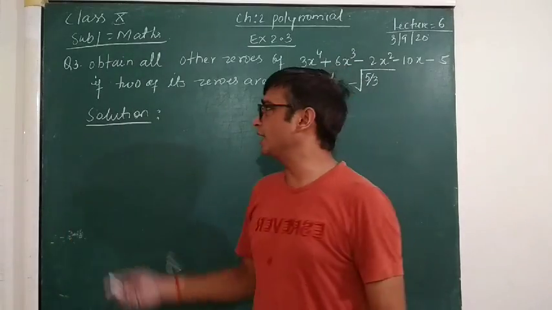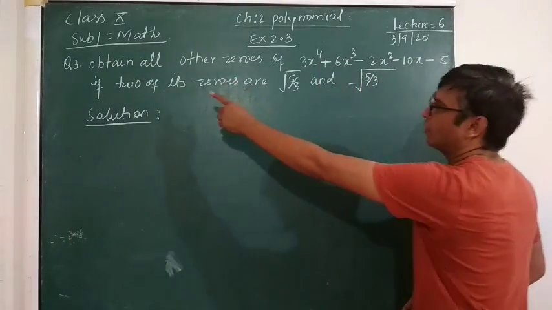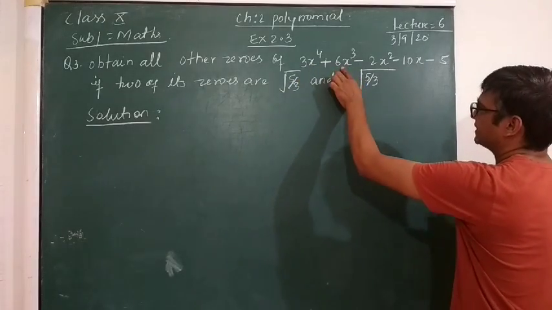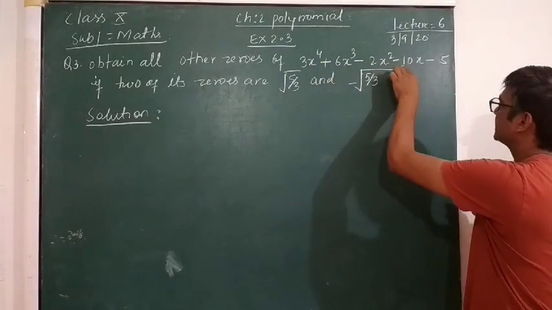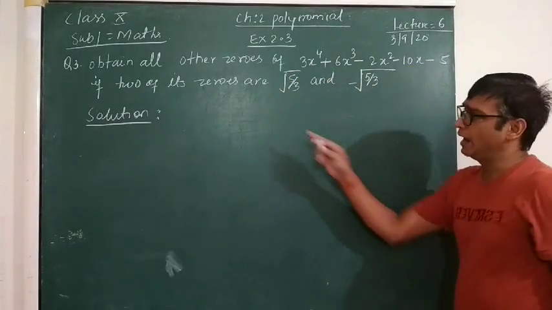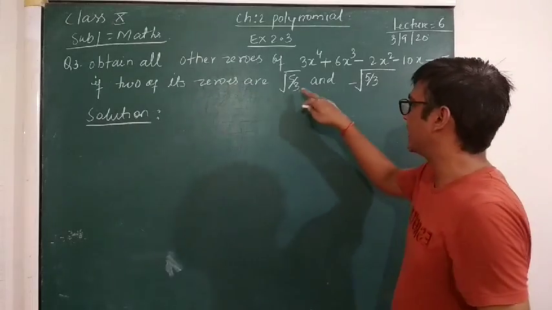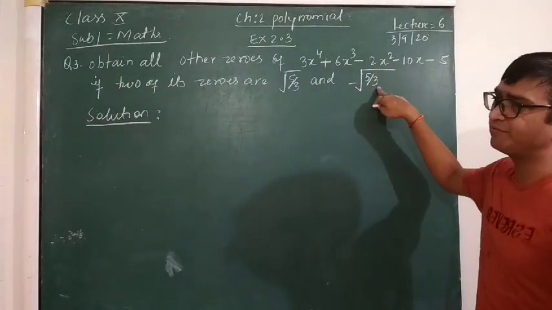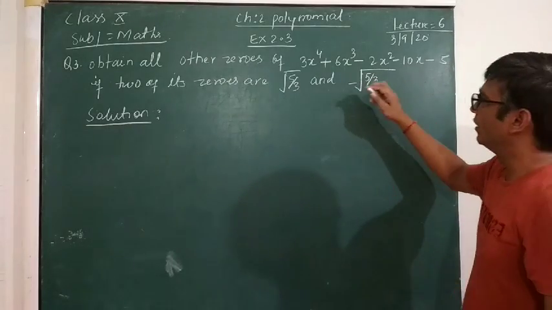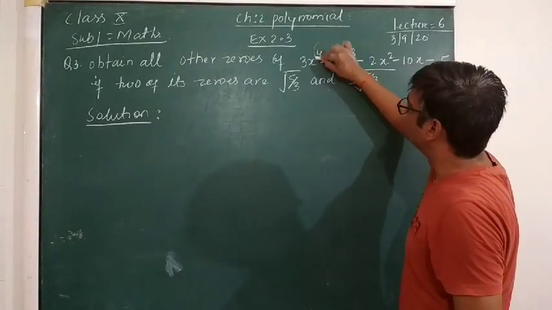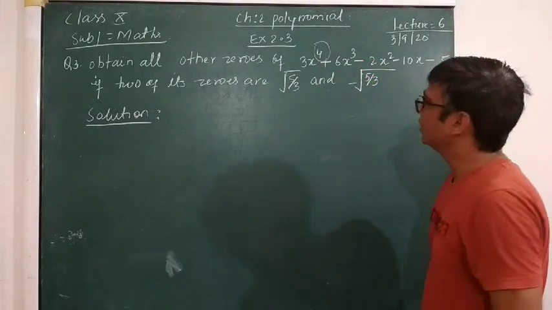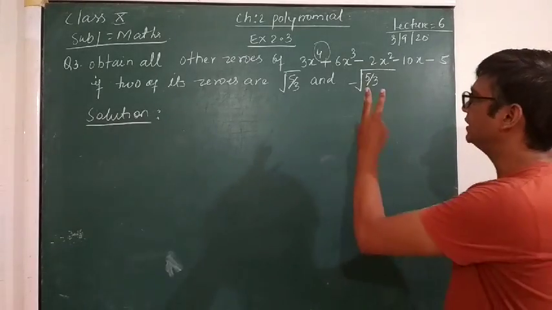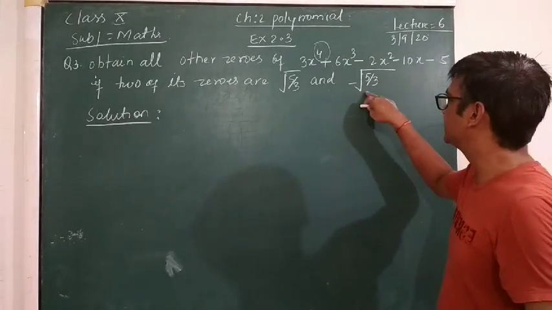In question number 3 it is given: obtain all other zeros of 3x^4 + 6x^3 - 2x^2 - 10x - 5, and its two zeros are given, root(5/3) and minus root(5/3). Although the polynomial has degree 4, so we will obtain 4 zeros of this polynomial. So 2 zeros are given.